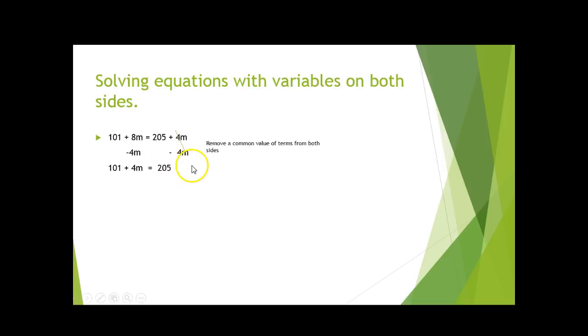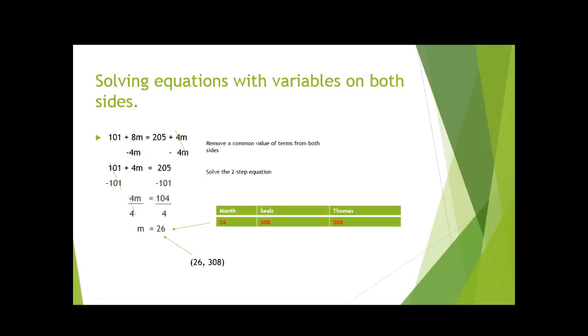Now it's a 2-step equation, so we get rid of 101, then we got 4m equals 104, divide each side by 4, and you get 26. And there's that 26 again, just like the table showed us, just like the input-output from our graph showed us. And that would be the answer. We'd still need to interpret what that means, but this is by far the quickest way to find that out.